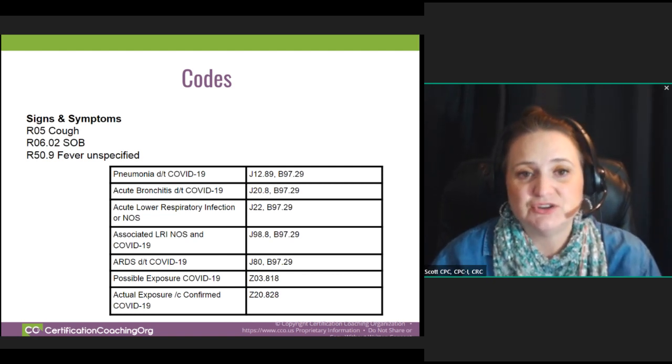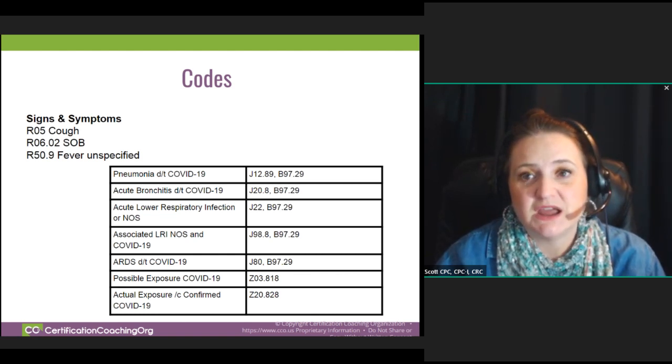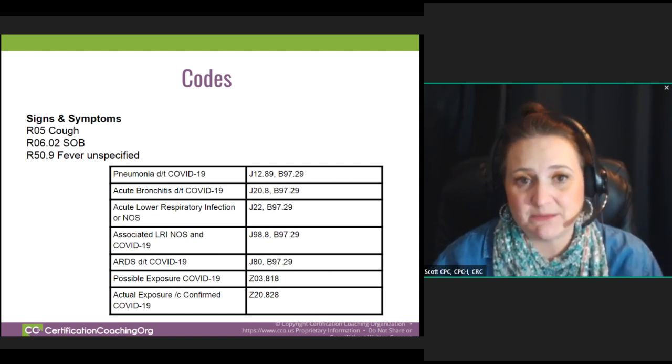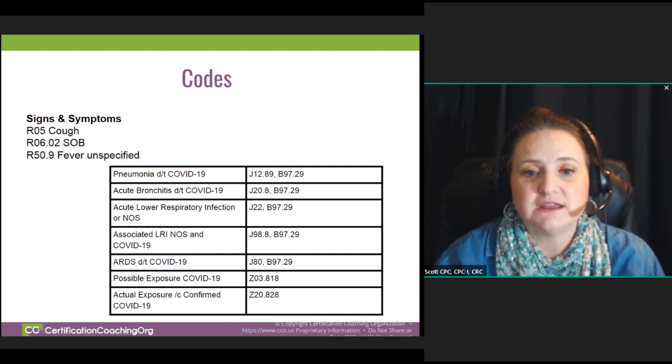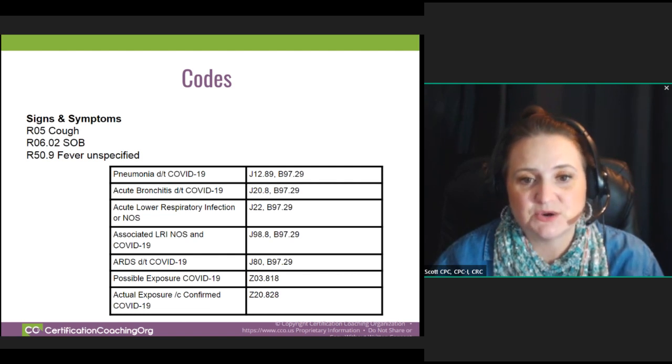Now, will U07.1 risk adjust? If it was anything other than a pandemic code, I would say no. But with it being a pandemic and costing a lot of money, I suspect they're going to do something to make it risk adjust, but otherwise it doesn't. So definitively saying no.